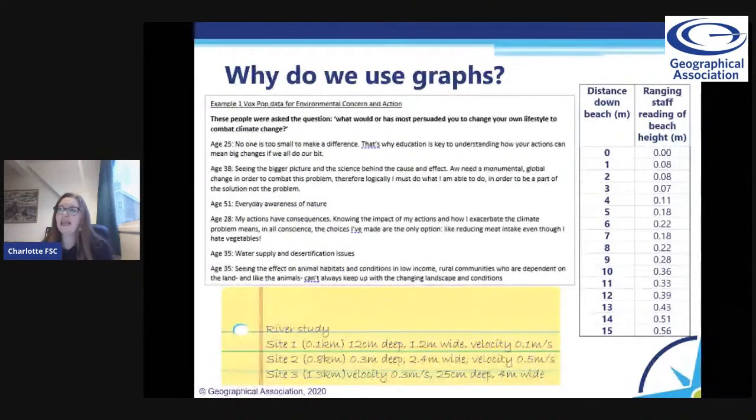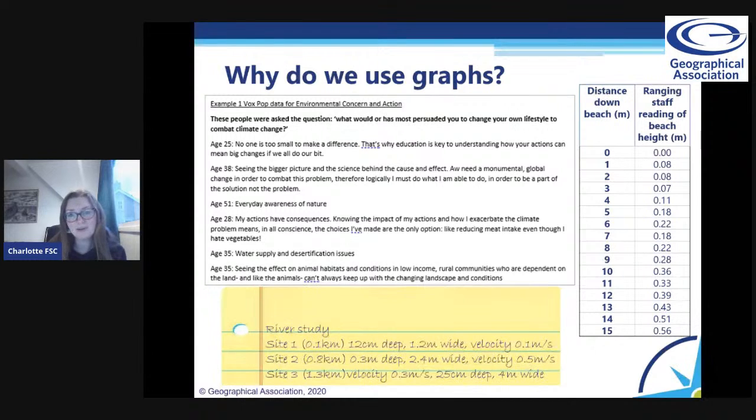First up, we're thinking about why we use graphs. I've got three data sets on the screen. Example one is a vox pop, like a short survey, which asks people the question, what would or has most persuaded you to change your own lifestyle to combat climate change? So it's about what people are doing to change their behaviours to improve the environment. We've got lots of word-based answers, and a bit of information about the age of the people who gave them.